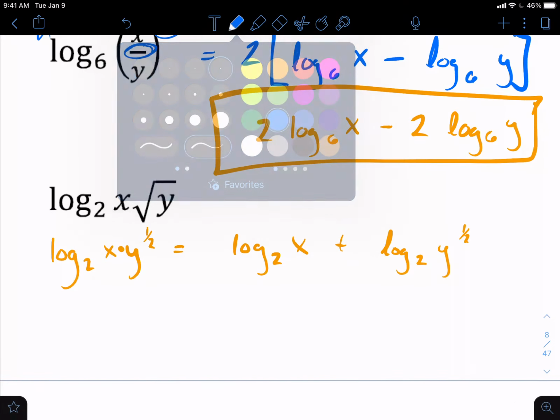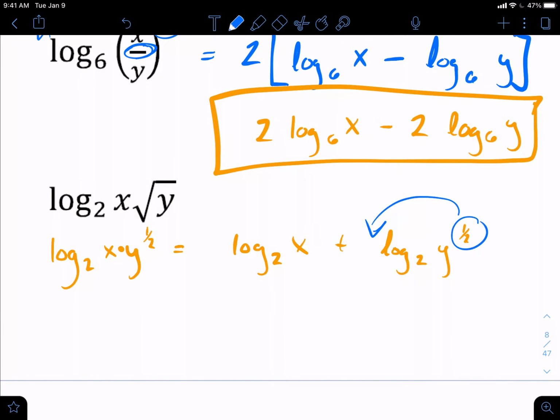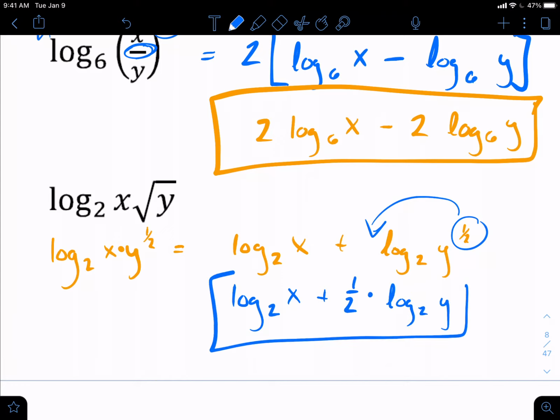Now, since there is still a power, we need to pull that down, right? This is what I mean when I say that the 1/2 didn't go to both. It only goes to the y, which is why it's only going to sit in front of the y. So I will have log base 2 of x plus 1/2, because my exponent got pulled down, times log base 2 of y.